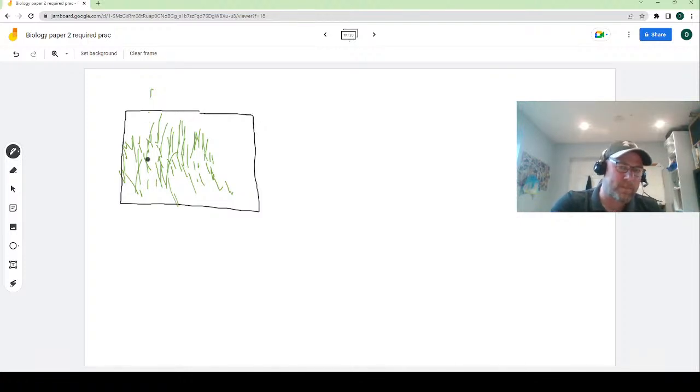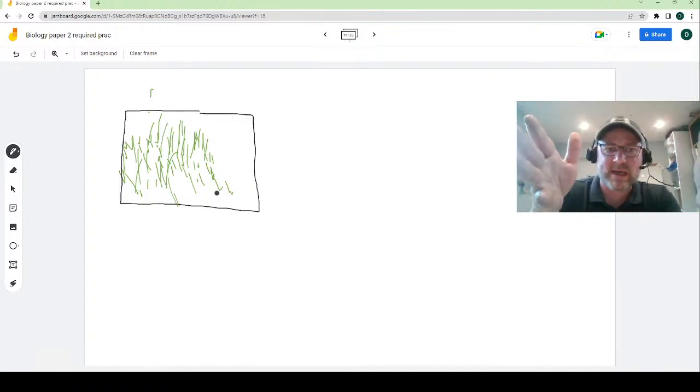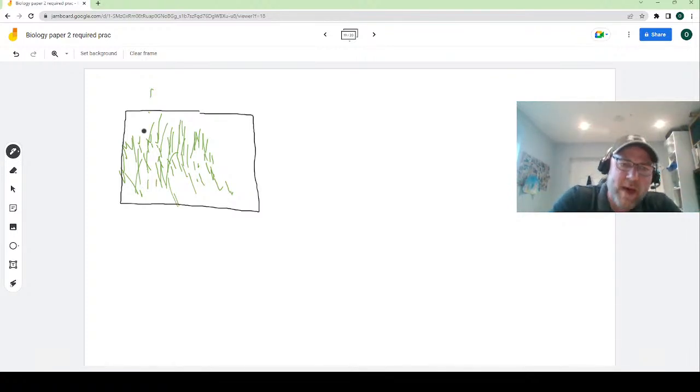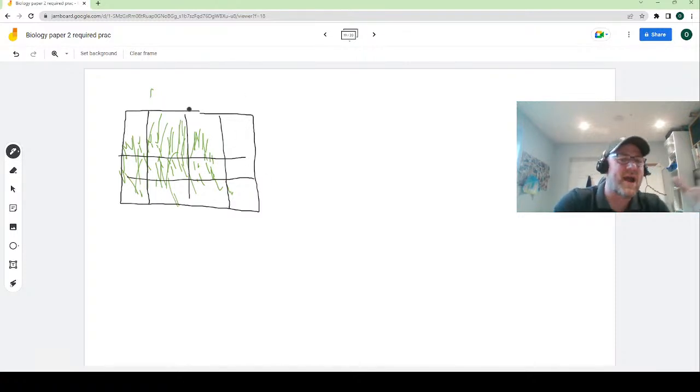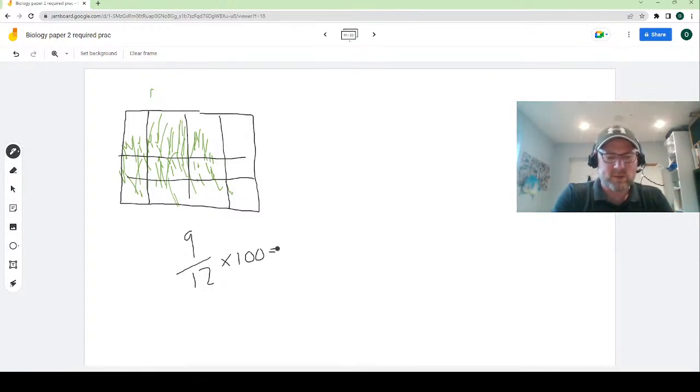Are you going to bother counting up all those blades of grass? There might be 150 blades of grass there. Are you really going to count all of those? It's better to do this. Count how many squares are shaded in green. Say this quadrat is made of 12 squares, and 9 of them are covered in grass. So 9 divided by 12 times 100. My percentage cover for this one quadrat in this massive field would be 9 divided by 12 times 100.